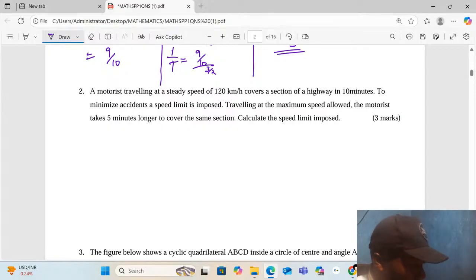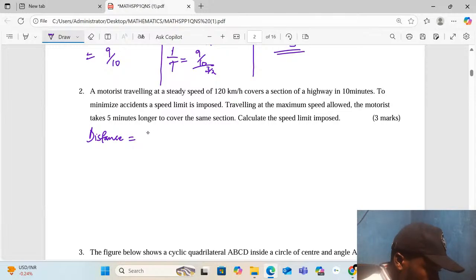So we first of all find the distance. And how do we find distance? Distance is equal to speed times time. So distance is equal to speed, that is 120, times time at 10 minutes divided by 60. So we convert to hours so that we have 10 over 60 hours. So we shall have a distance of 20 kilometers.